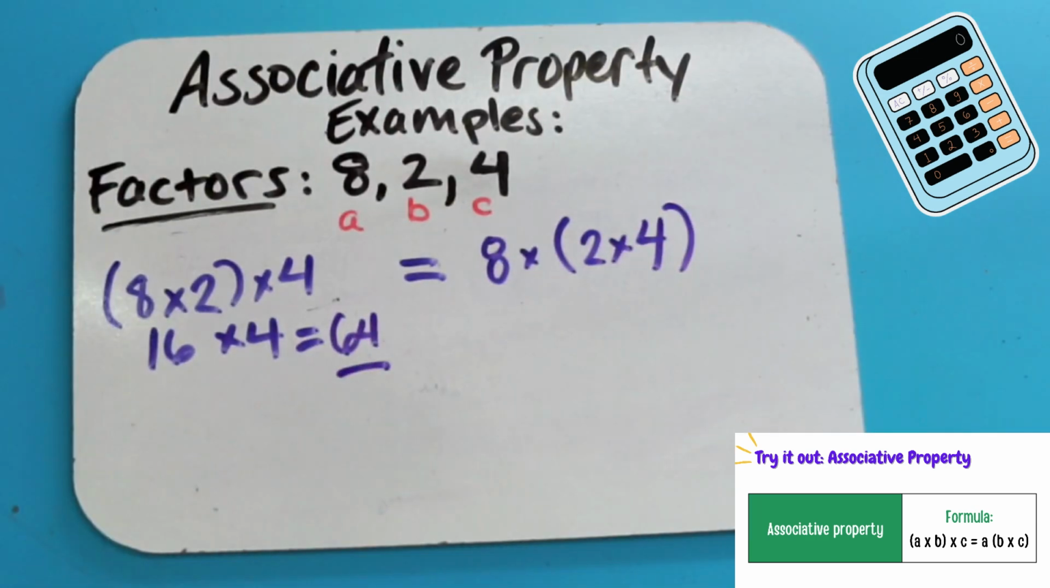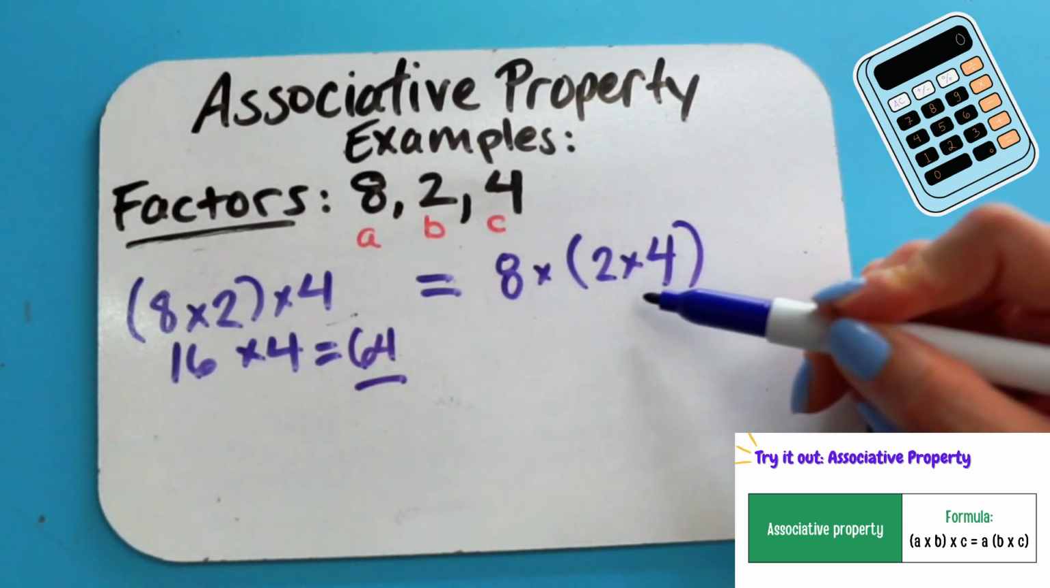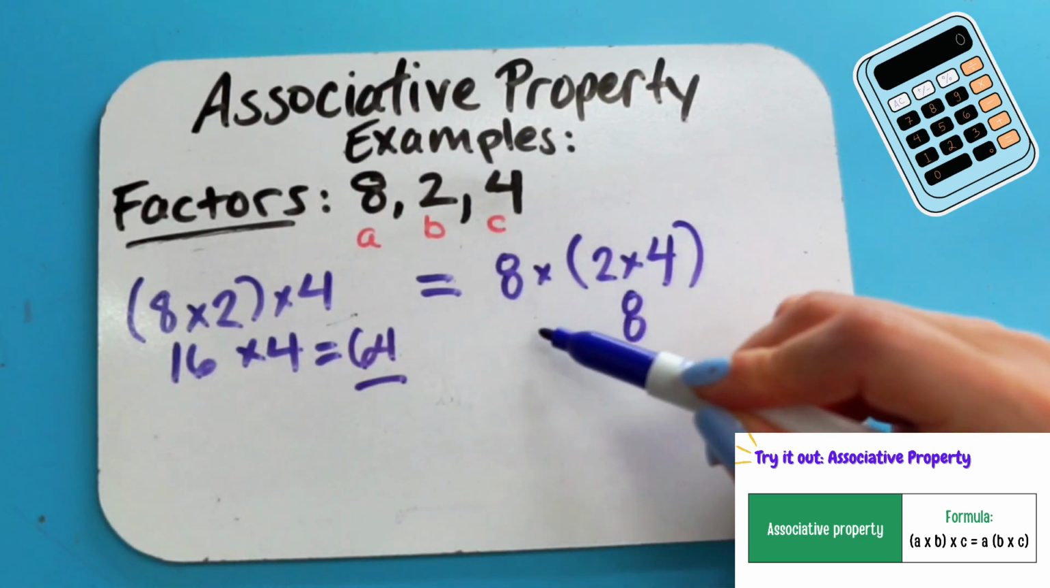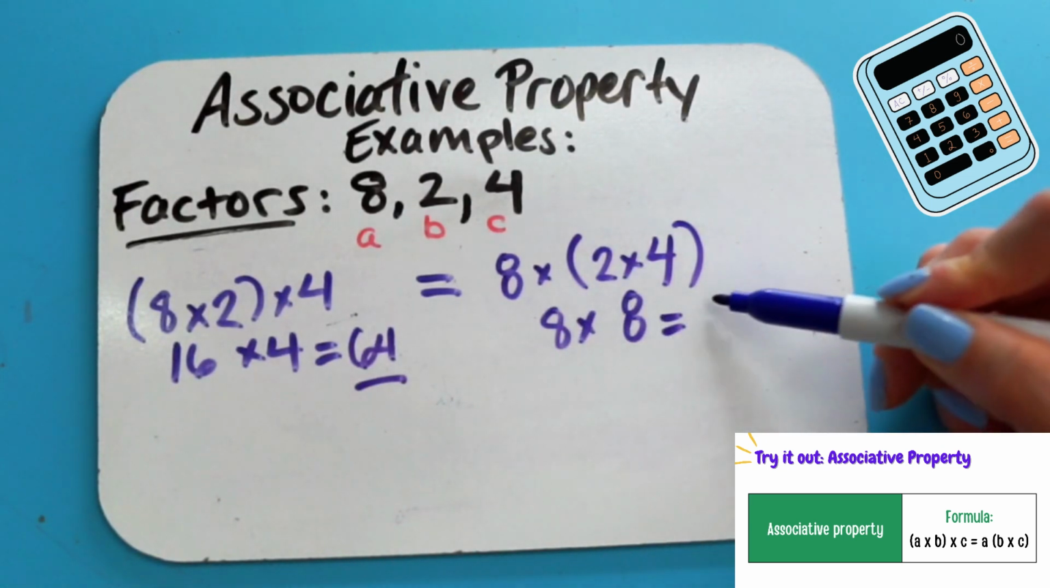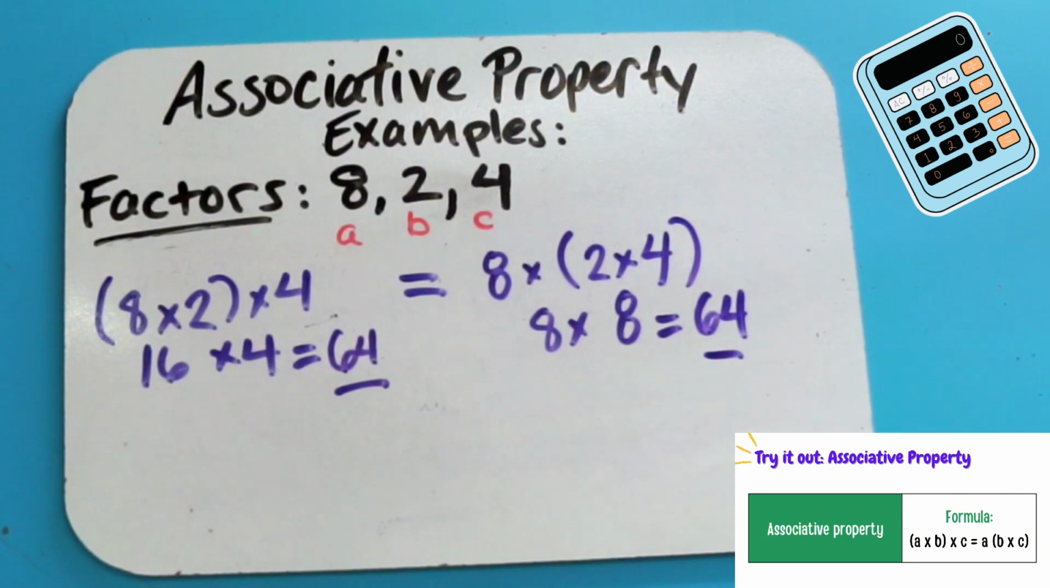So let's check the formula on the right. On the right, working through the parentheses first, we have 2 times 4, which equals 8. 8 times 8 equals 64. So now we have proven that this formula works.